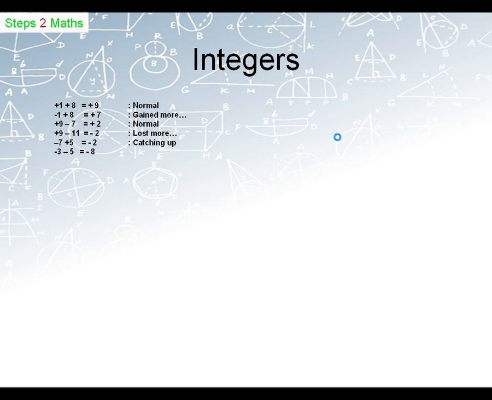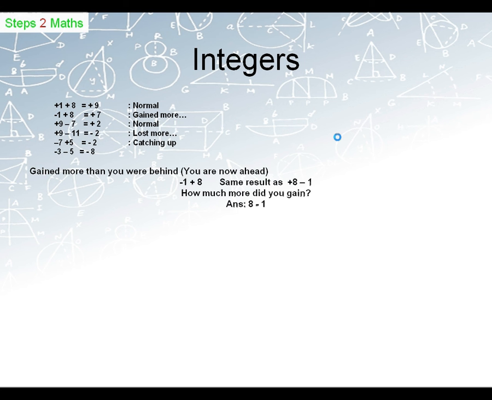So let's just have a little look through these particular issues. There's the 6 examples that we had in the last one with the little notes that I have beside them. Okay, so the normal case is a normal case. You already know how to do that. Let's have a look at the one where you gained more than you were behind.